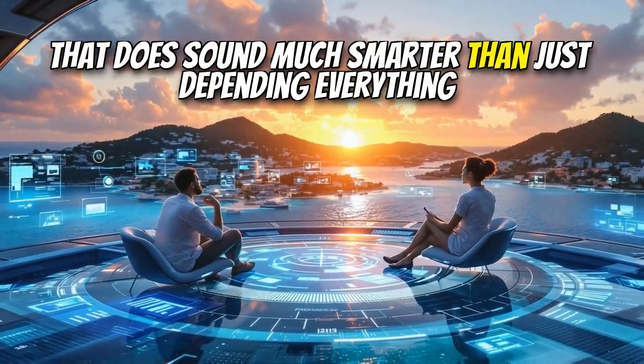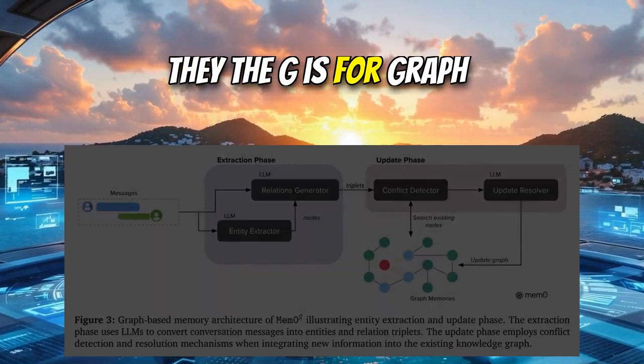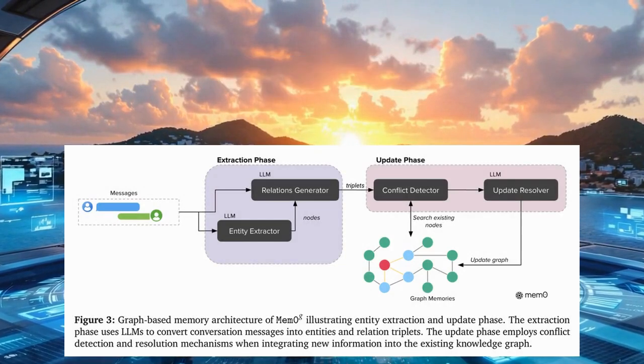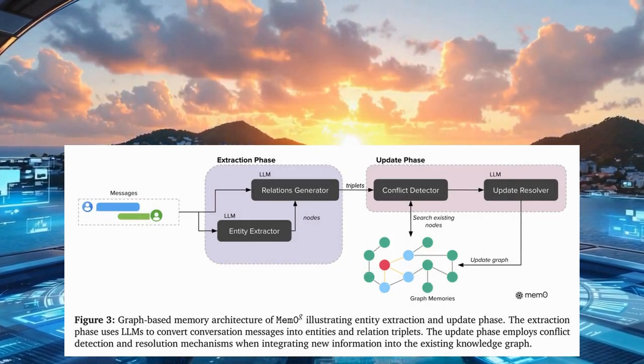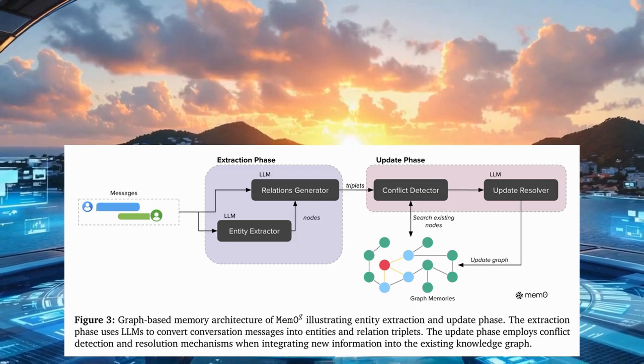That does sound much smarter than just appending everything. Okay, so that's Mem0. Now let's talk Mem0g. The g is for graph. You guessed it. Mem0g builds on Mem0, but represents the memory as a knowledge graph. Figure 3 shows this. Think nodes and edges.